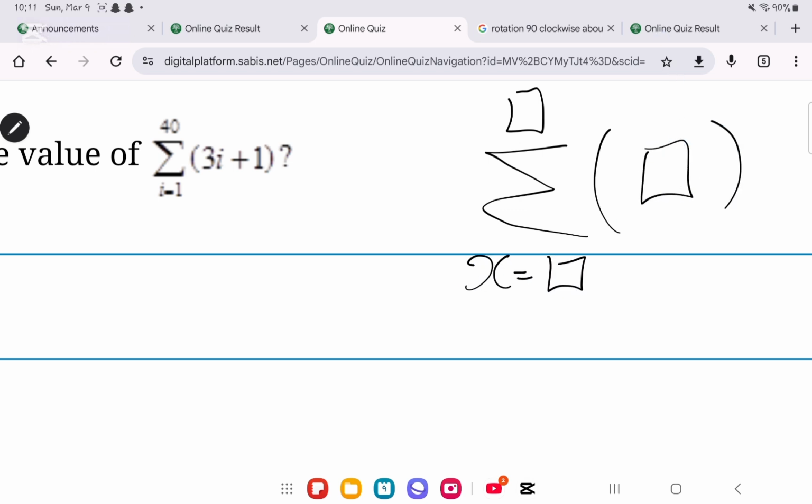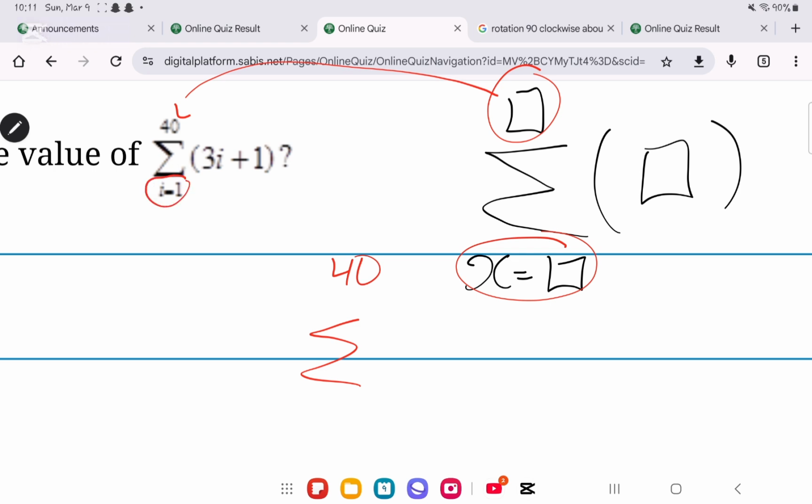Now, what does each one mean? This box is the top value. So in this case, it's gonna be 40. X is equal to box. On your calculator, it is X, but on the computer, it is I. So instead of X is equal to box, you use I is equal to box. In this case, it is 1. So on the calculator, the top value, you are going to put it as 40. The bottom value, which is X is equal to, you are going to put it as 1.